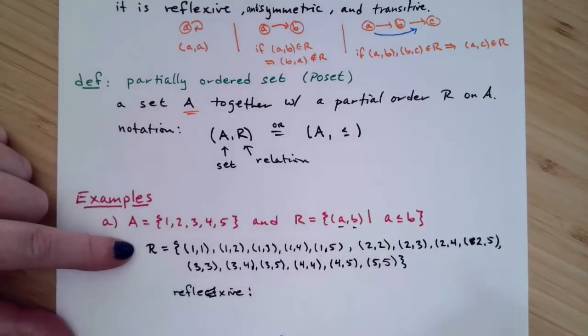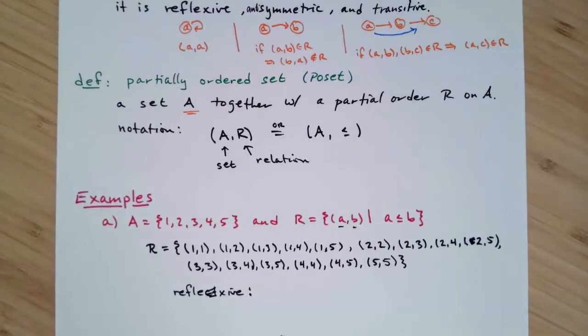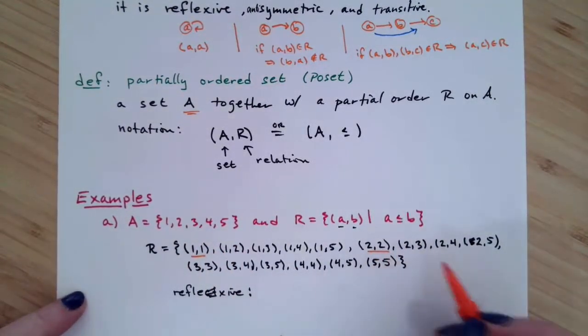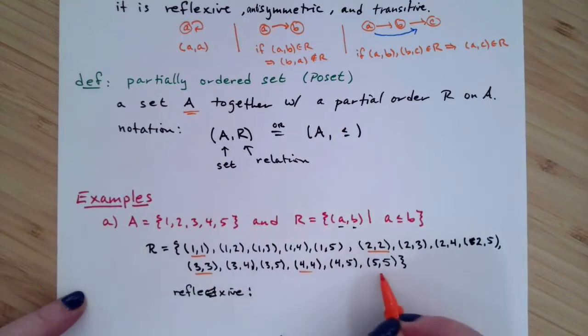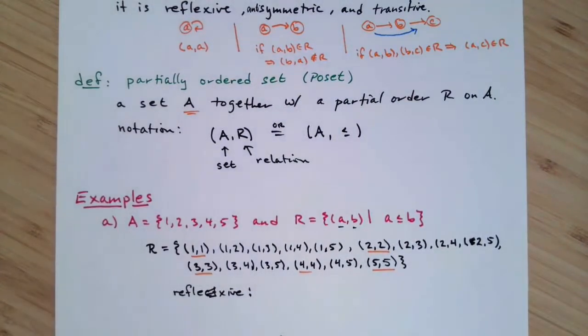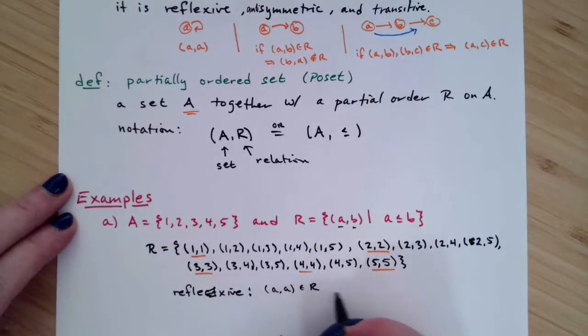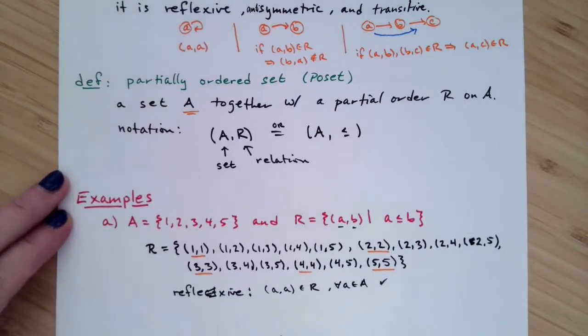Reflexive. Well, we can simply look for all of the ordered pairs 1, comma 1, 2, comma 2, 3, comma 3, 4, 4, and 5, 5. And notice we have all of them. So A, comma A is inside of R for all elements of A, which means we are reflexive.